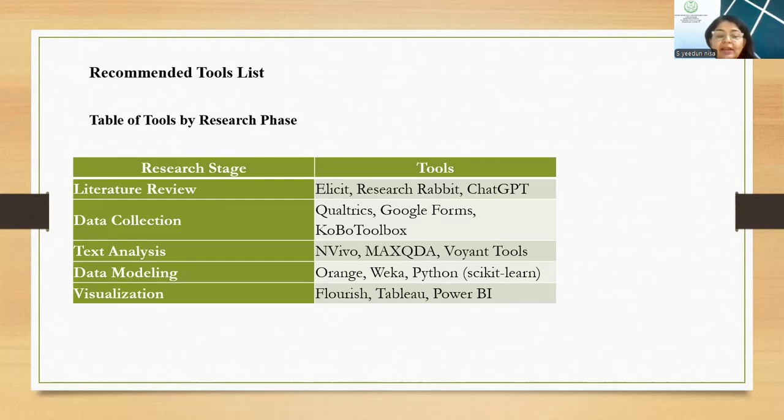Recommended tools: in case of literature review, you can use Elicit, Research Rabbit, ChatGPT. For data collection, we have Qualtrics, Google Forms, KoboToolbox, and for analysis NVivo, MAXQDA, and other tools. For data modeling, Orange, Weka, Python, and for visualization, Flourish, Tableau, Power BI. So depending on your objective and your need, you can use any of these tools for your research.